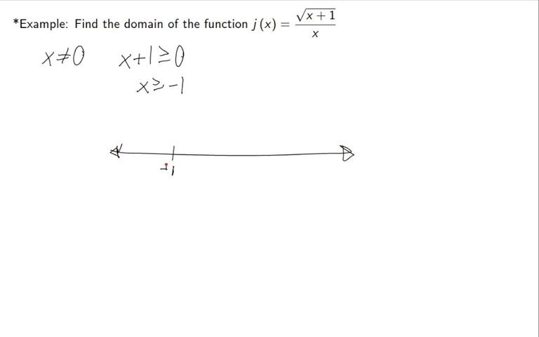Negative 1 and 0. So x has to be greater than or equal to negative 1. So we'll come along, but once we get to 0, we have to exclude it. And then we'll continue on after 0 as before. The interval notation is negative 1 to 0, union 0 to infinity.